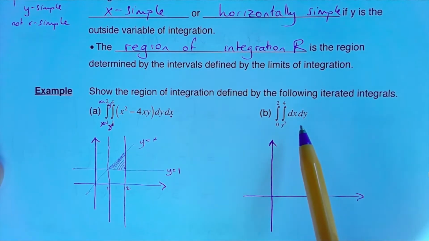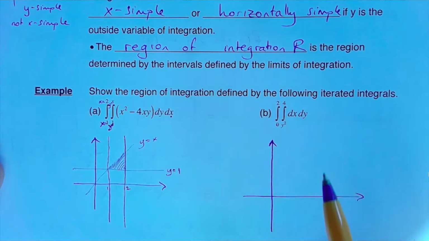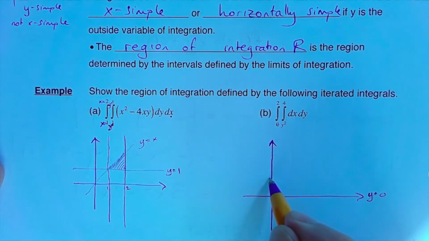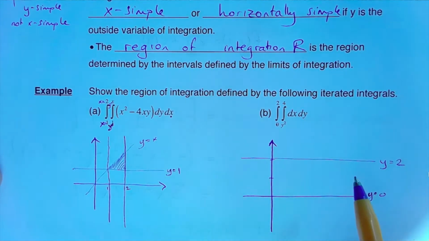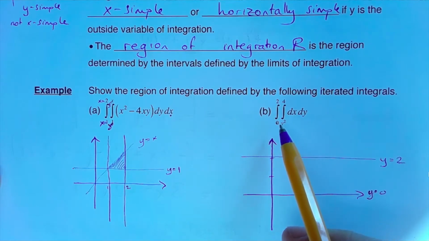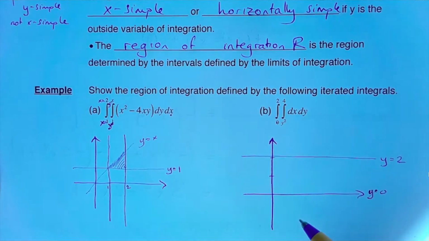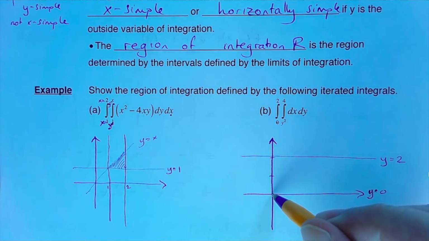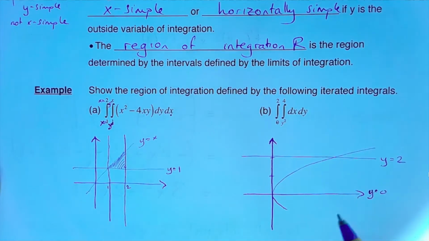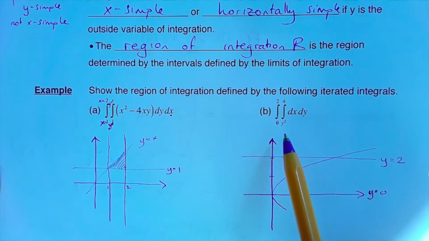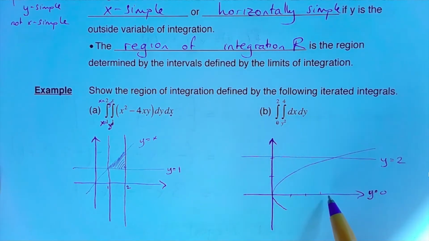We'll start with the outer variable first. y goes from 0 to 2. That's easy: y equals 0, y equals 2. And then how does x behave? x goes from y squared to 4. So x equals y squared is a horizontal parabola, like this, and it goes from x equals y squared to x equals 4, so 1, 2, 3, 4.